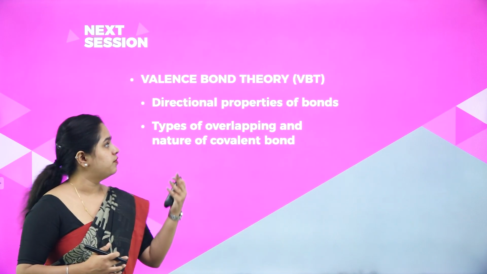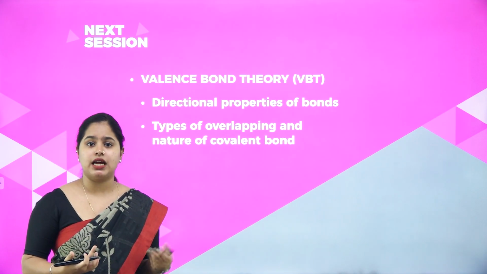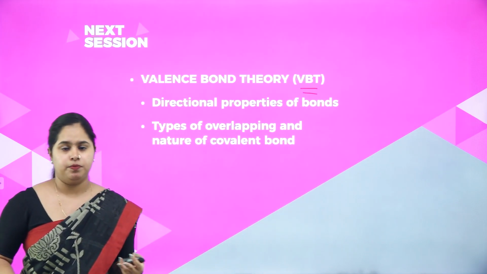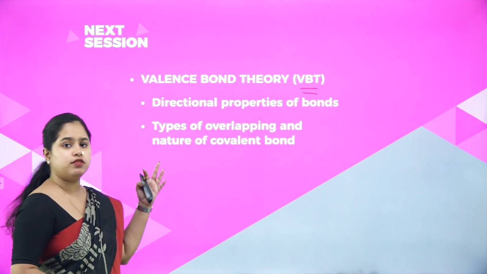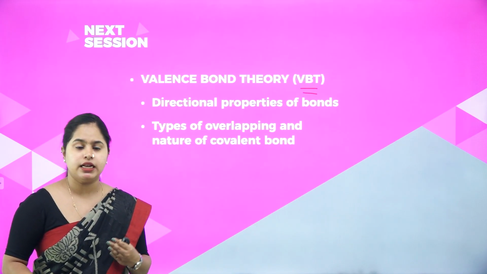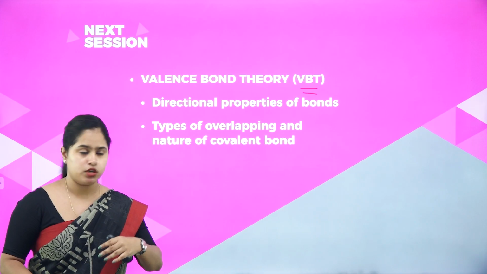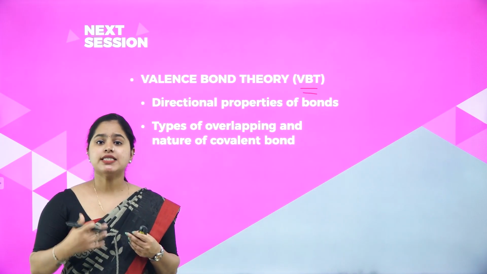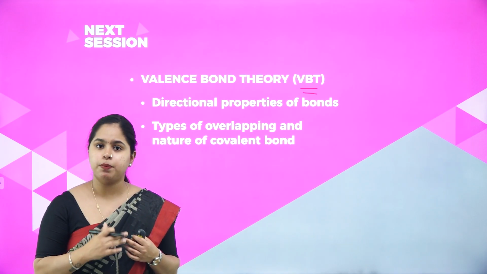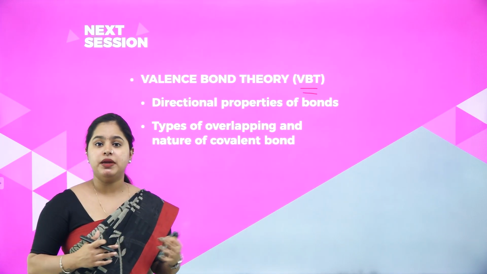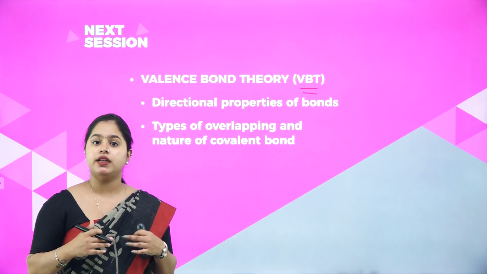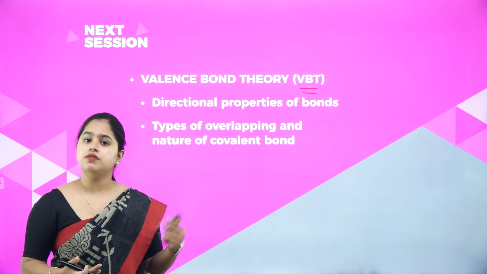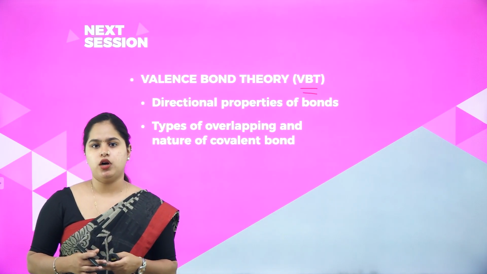In the next session, we are going to discuss the next theory, that is valence bond theory, or in short form, you can call it VBT, under which we will be studying in detail about the directional properties of the bonds and the types of overlapping and nature of covalent bond. In VSEPR theory, we only studied the shape of the molecules. But in VBT, that is valence bond theory, we are going to study the nature of the bonds as well. So in the next session, we will be discussing in detail valence bond theory.